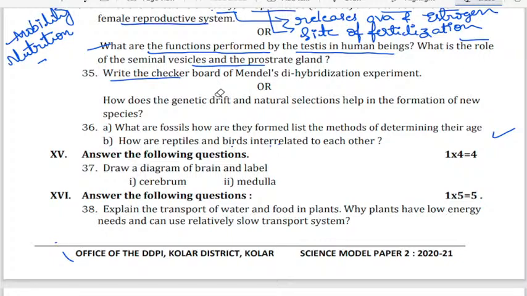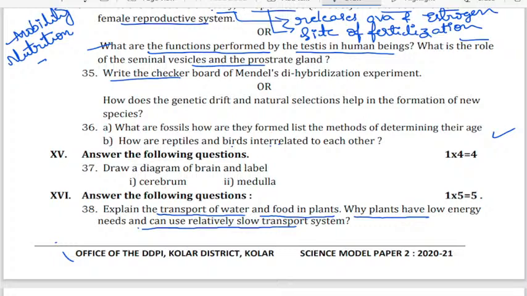Okay. The next question they're asking here is: explain the transport of water and food in plants. Why do plants have low energy needs and can use a relatively slow mode of transportation system? This is an expected question, children. They frequently ask in the examination, either about transpiration or about transportation in plants. So it is very important to know this concept.